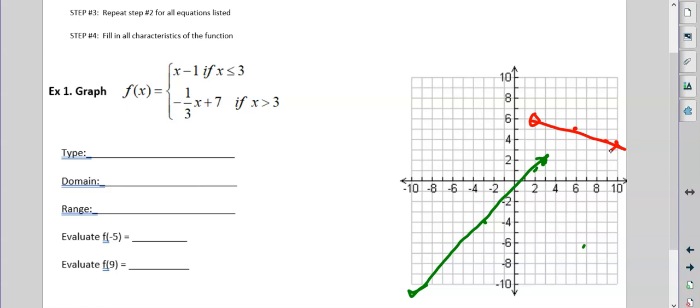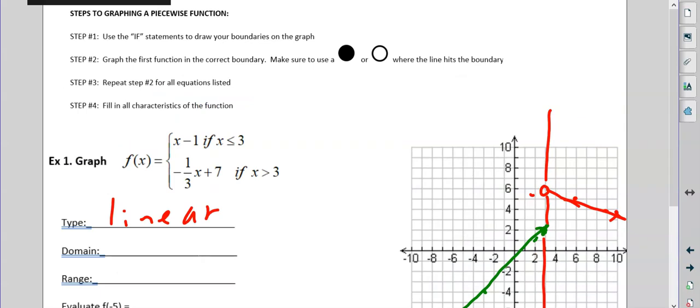Okay, what type? Well, these are both linear. I also just realized, I apologize, I put it at 2, 6 instead of 3, 6. So notice how it's lined up on this line of 3, open dot and closed dot. Technically, though, you could also just get away with just saying it's a piecewise graph because that's what it is. But it is made up of 2 linear components, so either way is fine, okay?